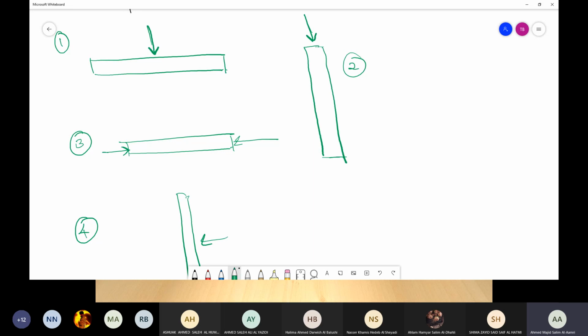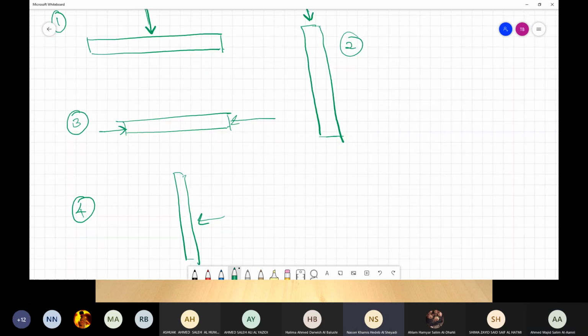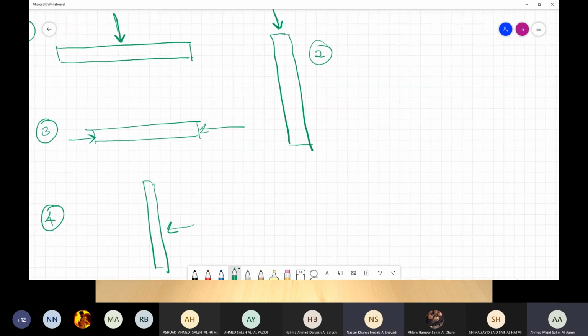Number 3, bending. Number 4, buckling. So once again, number 1, bending. Number 2, buckling. Number 3, also bending. Number 4, buckling. Okay, so the main difference between bending and buckling is how the load is acting relative to the major axis.